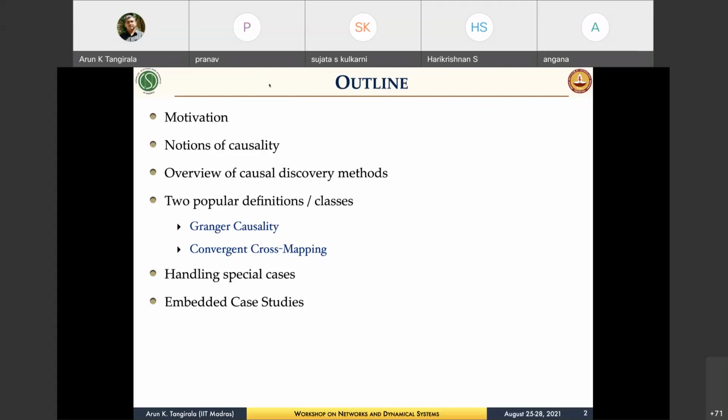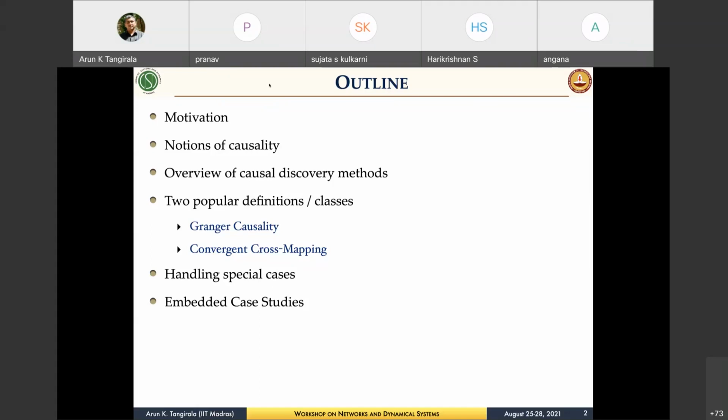And then with regards to handling either of these, how do you handle certain special cases, especially when you're using Granger causality-based methods? And I don't say that the case studies will be presented separately. What I mean by embedded case studies is as and when we unravel a concept, I would present a case study to get clearer insights into the implementation. So we'll obviously keep it at an illustrative level.